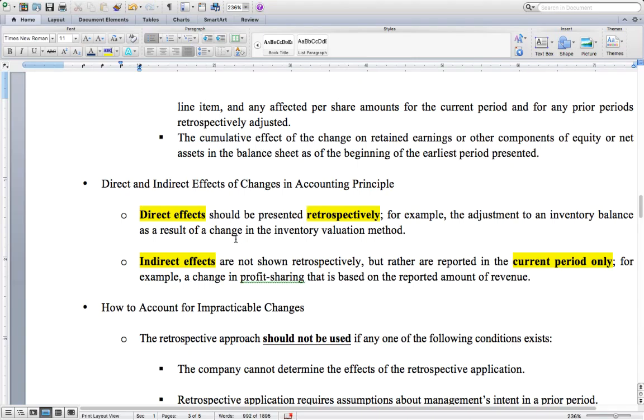An example of an indirect effect is the change in profit sharing that is based on the reported amount of revenue. Therefore, because you changed your inventory valuation method, there may be a change to the company's profit sharing because the amount of reported revenue is going to be impacted.